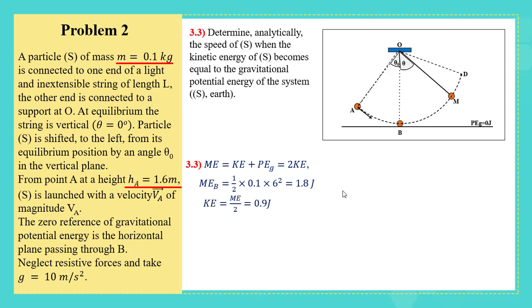So in this situation, kinetic energy can be written as half of the mechanical energy using this relation, and it is 0.9. Kinetic energy is half mv squared. Find V as the radical of kinetic energy over the mass, and it is 4.2 meters per second.